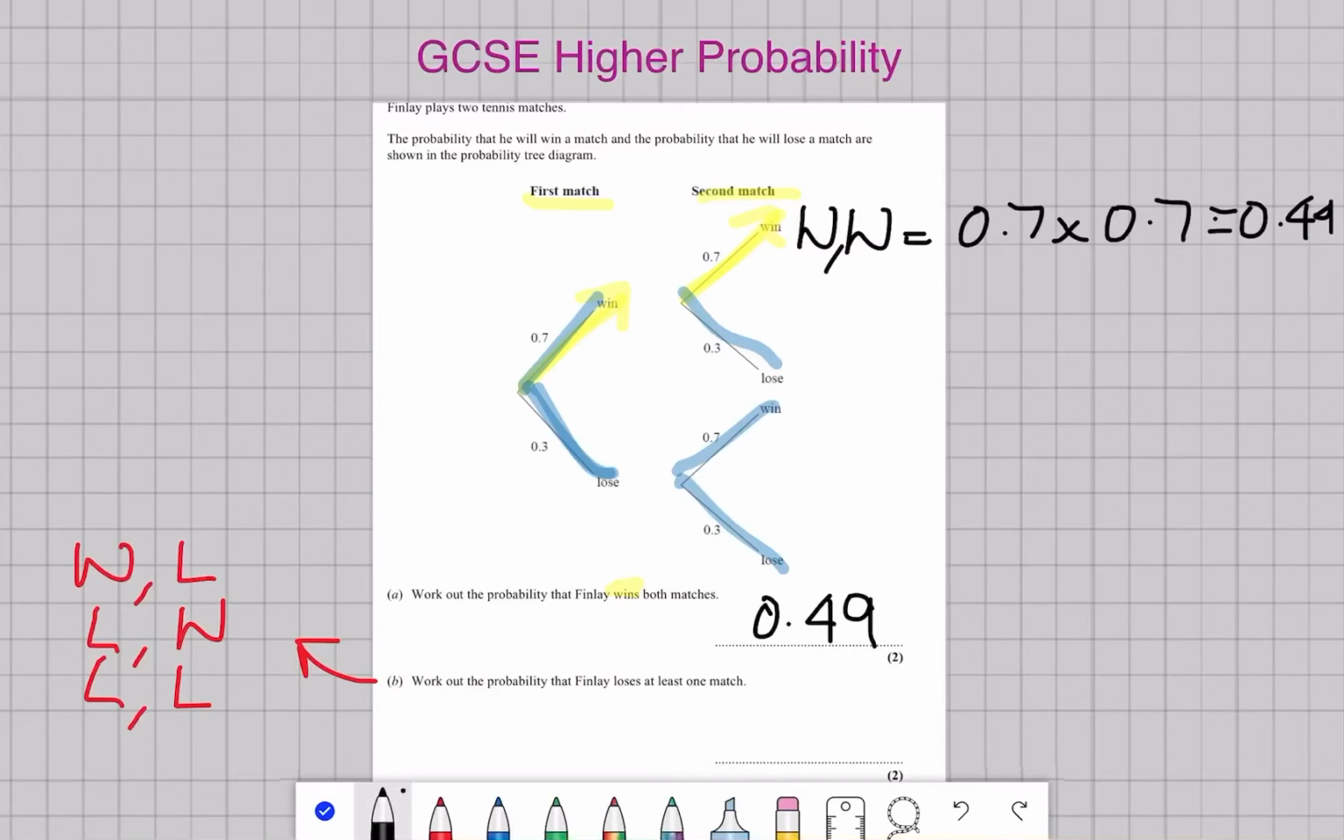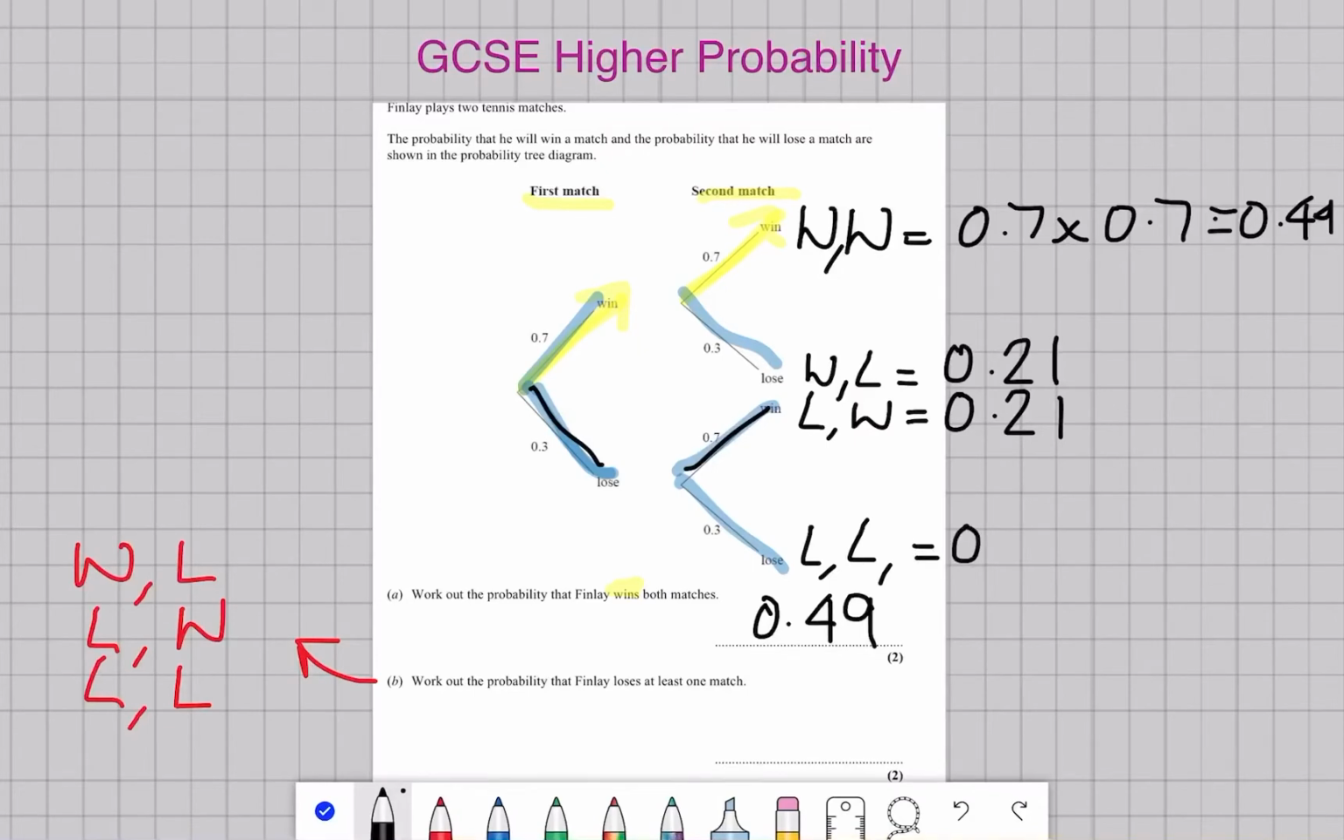That will get me win and then lose is 0.7 times 0.3, which is 0.21. Lose and then win is 0.3 times 0.7, so 0.21. Lose and then lose, 0.3 times 0.3, which is 0.09. Now, when I add those three together, I get 0.51.